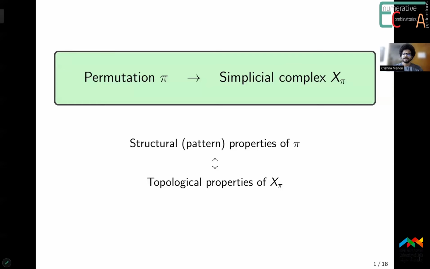Okay, so the basic idea is that we will start with a permutation pi and associate a simplicial complex X_pi to it, so a topological space. And the goal is to find the relations between the structural properties of pi and the topological properties of X_pi. And this is a common theme in topological combinatorics.